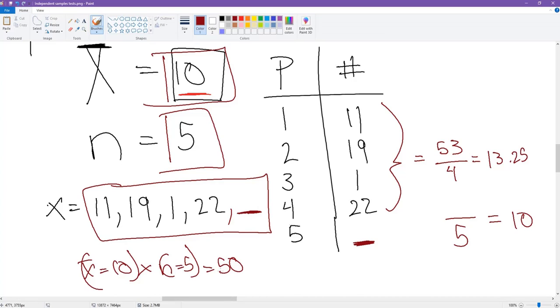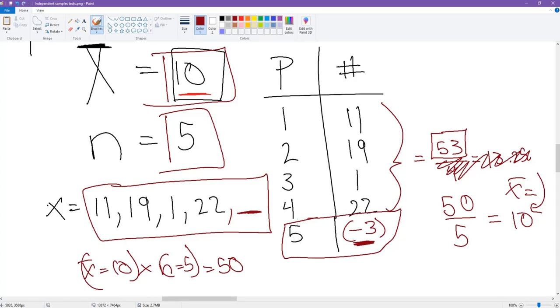What do we need now? Well, we're obviously going to need 50 divided by 5 to get our sample mean of 10. And that means that we need to take this 53 up here that has been divided by 4, but that's irrelevant now, and we need to make that 50. And so the only way to do that is by going and saying, okay, 53 plus negative 3 is going to equal 50. And then when I divide that by 5, I get my average of 10. So this last value here is not free to be whatever it wants. It has to make up the difference between all of the other values.